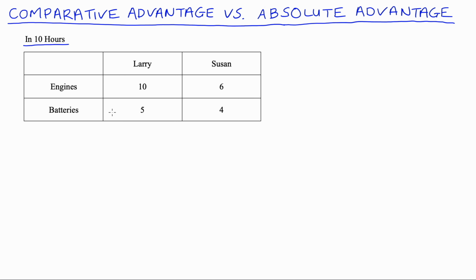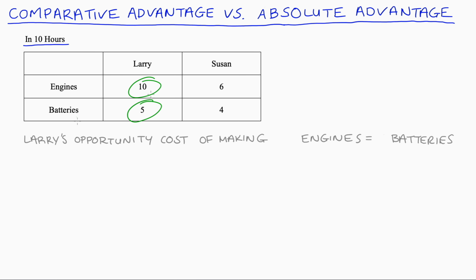We can actually see that our table reports opportunity costs quite directly. The table tells us that, for instance, if Larry makes 10 engines, he's spending all of his time on making engines, and so he's spending no time making batteries. If he spent all of his time making batteries, he could make 5. So we can tell from our table that when Larry makes 10 engines, he's essentially giving up 5 batteries. So the opportunity cost for Larry of making 10 engines is equal to 5 batteries.